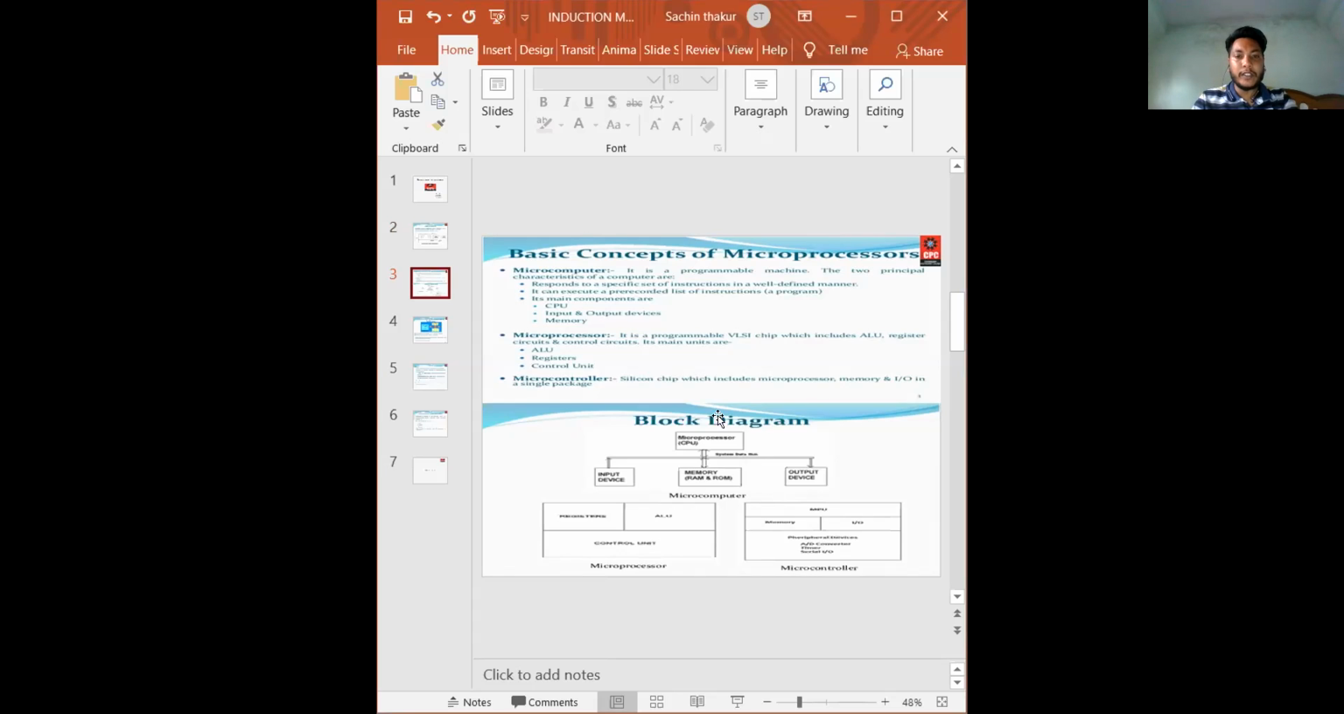ALU is the arithmetic and logical unit. The register is used to store information. The control unit, as we discussed, mainly involves bus signals that are memory read, memory write, input-output read, and input-output write. And this is the block diagram of a typical microcomputer system, microprocessor, and microcontroller.